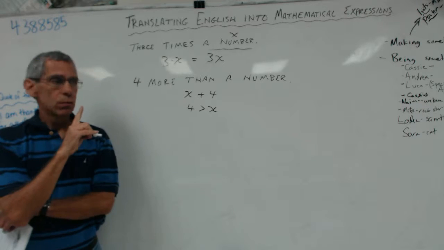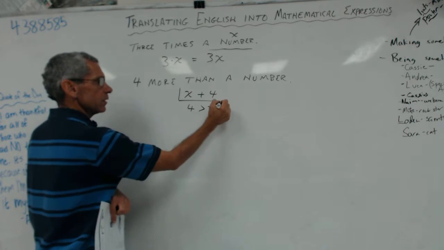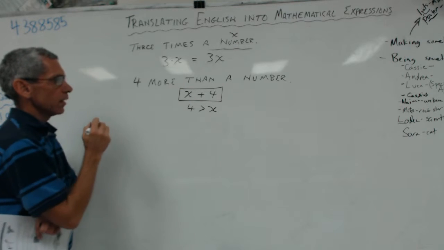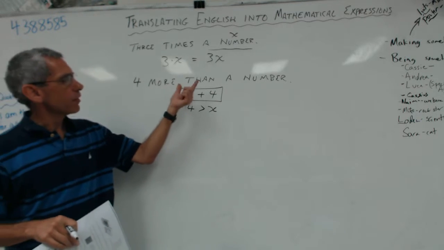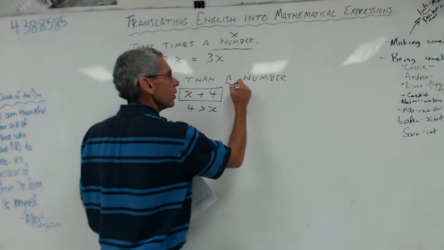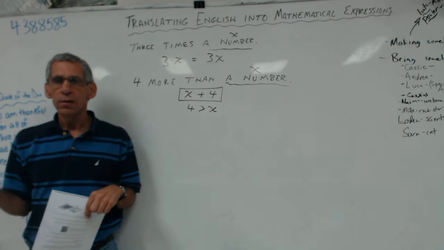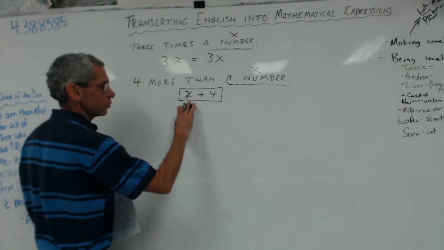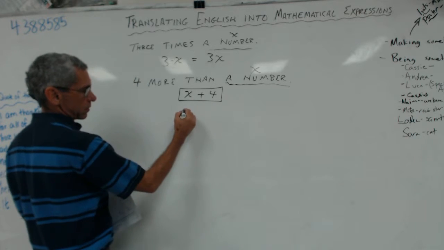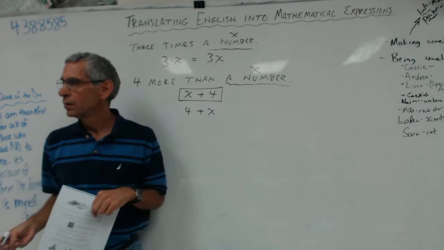Because 4 more than a number, this is actually the correct answer. Now, think about it. It says 4 more than a number. Well, if a number is x, 4 more than x is 4 plus x. Now the question is, we know it's not this one, but could it be this?